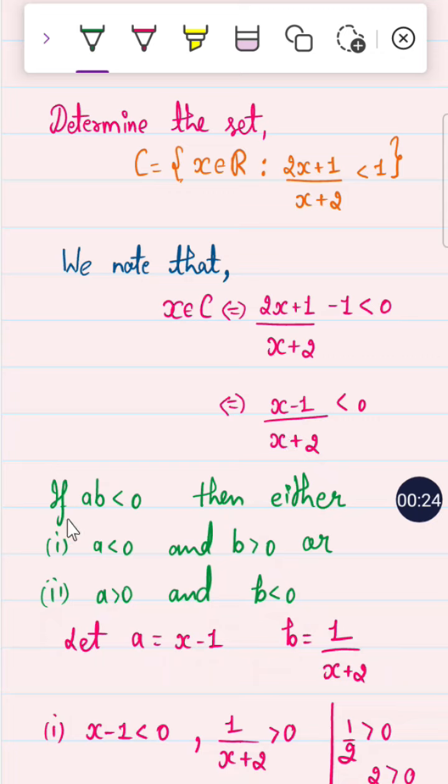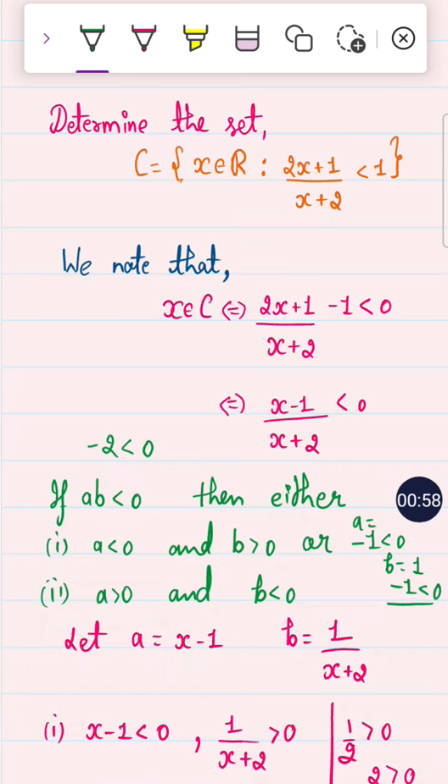Now we know that if AB is less than or equal to 0, then either A is less than or equal to 0 and B is greater than or equal to 0, right? Or second case, A is greater than or equal to 0 and B is less than or equal to 0. Why? When A is, say, minus 2, minus 3, minus 4, then with B equal to 1 the product is always minus 1, which is less than or equal to 0. And the second one is A is this and B is equal to 1. The product of this is minus 1, that is less than or equal to 0, right?